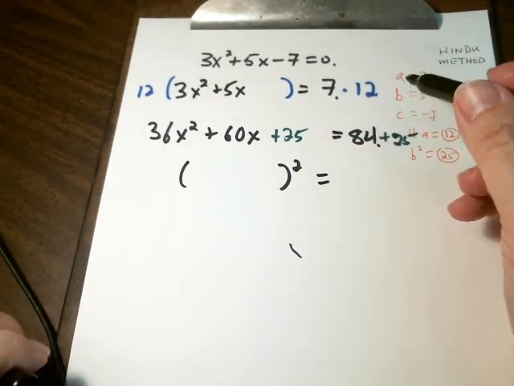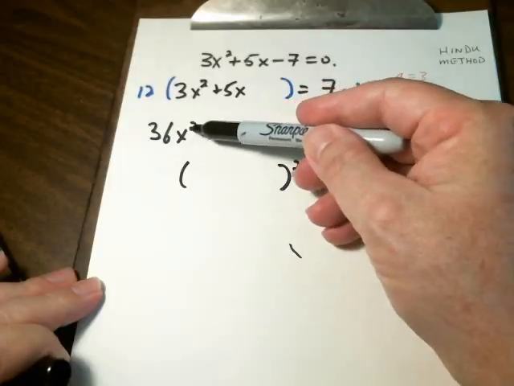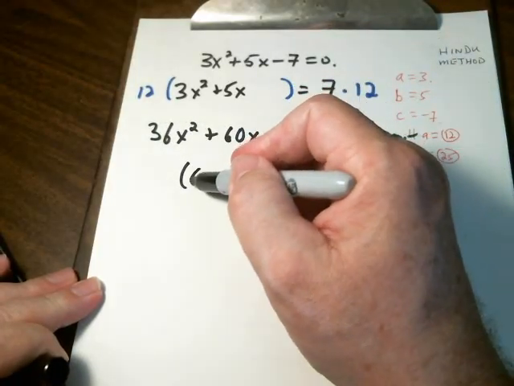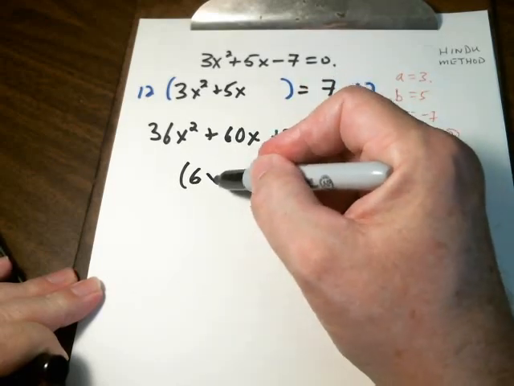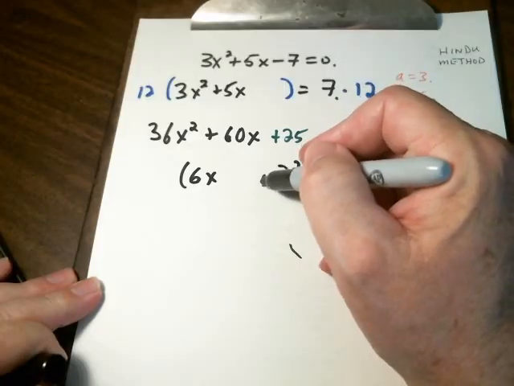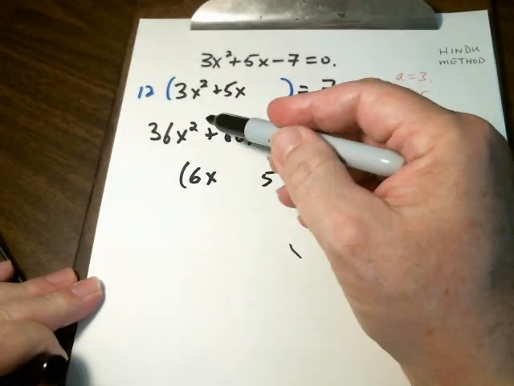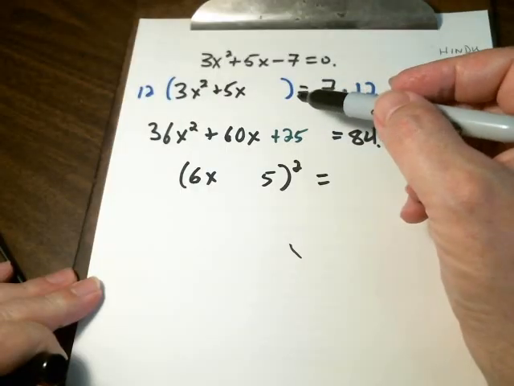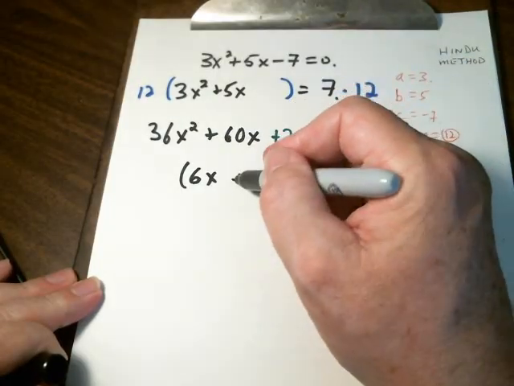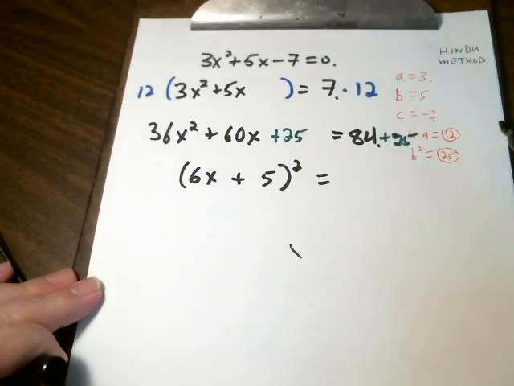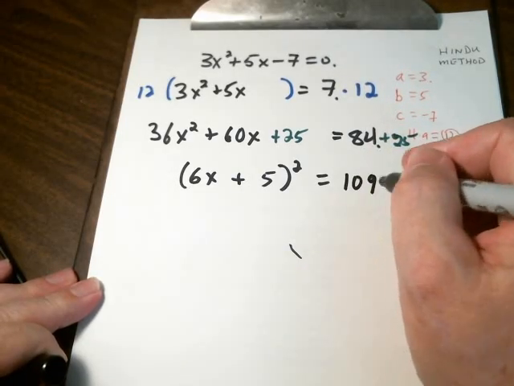And how do you figure that out? Well, it's actually very straightforward. Take the square root of that first term. Square root of 36 is 6. The square root of x squared is x. Over here, this green 25, the square root of 25 is 5. And there's only two possibilities here. That middle operation is either addition or subtraction. Whatever that is, you put right there. On the right side, the addition of 84 plus 25 is 109.